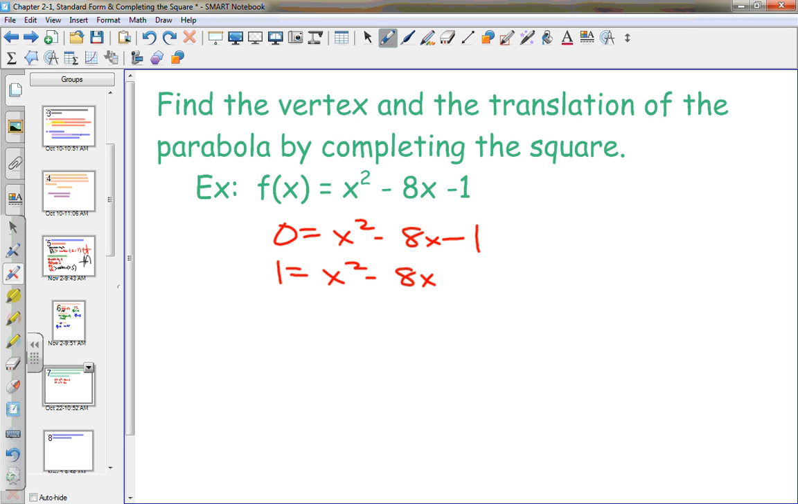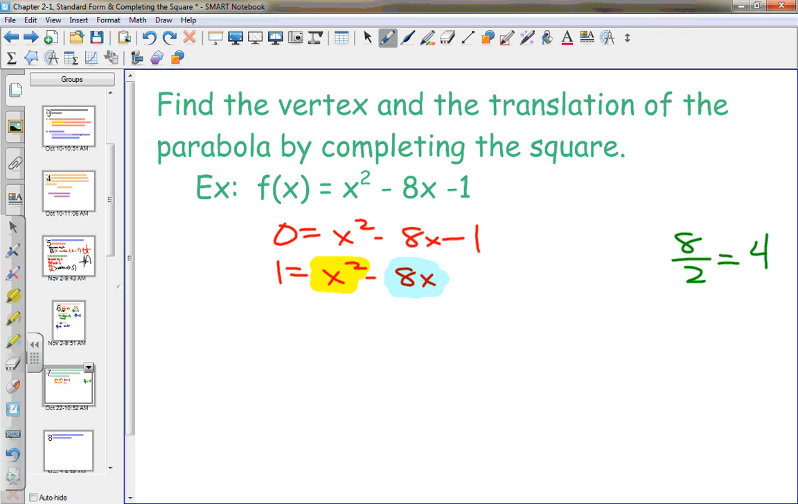The leading coefficient must be 1. Well, is my leading coefficient 1 here? Yes, so I'm good. So next step: take the coefficient of the x term and divide it by 2. I need to take my coefficient of my x term, which is right here, 8, and divide it by 2 to give me 4.